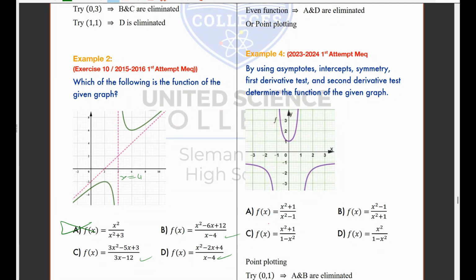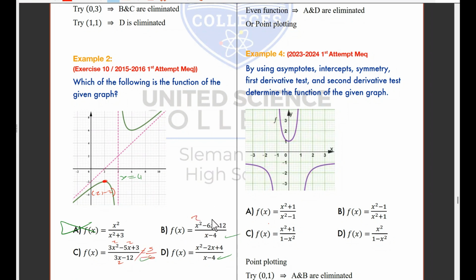Let me pick a point from the graph. I see this point, it is clear, which is 2, negative 2. I'm going to use 2, negative 2 in the options and see which one works. Option C, for example, when I insert 2, what will I get as a result? 2 squared 4, 4 times 3, 12, minus 5 times 2, 10, 12 minus 10, 2, plus 3, 5, over 2 times 3, 6, 6 minus 12 minus 6, which is not negative 2, so that's false.